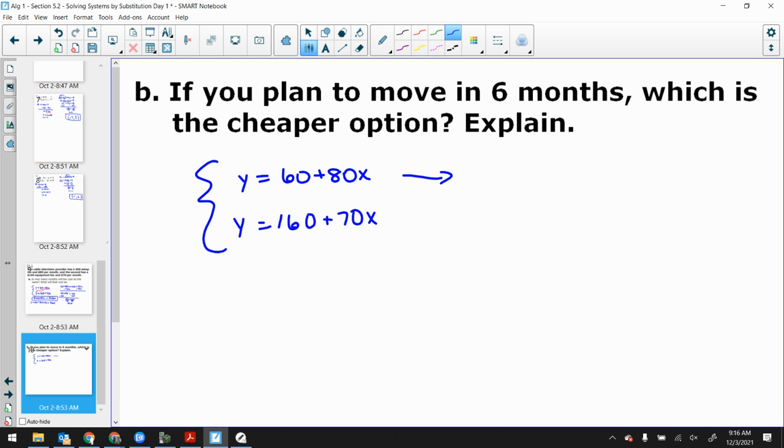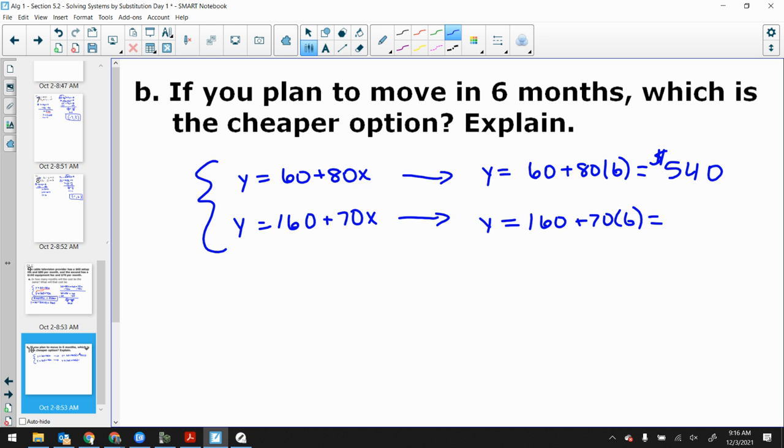But what we should really do is say this: y is equal to 60 plus 80 times 6, which is $540. And this is y is equal to 160 plus 70 times 6, 420, 580. So we could even go so far as to say, how much cheaper is it over the course of 6 months? $40 for the first option, right? You're saving yourself $40.